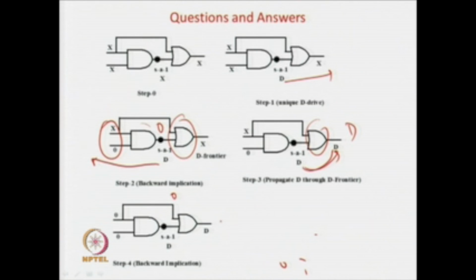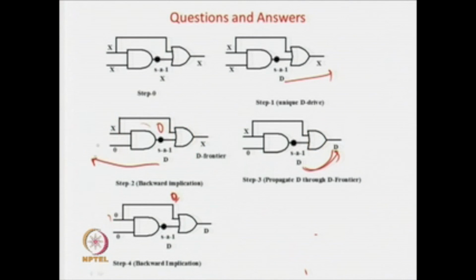So, the D is there. We know that we propagate the value of D from this D frontier. So, you require a 0 over here. It was x, correct, so you could have put an x. So, immediately what you could have done is convert the x to 0 and your job is done. So, your problem is solved.